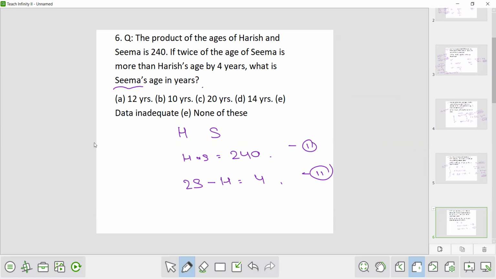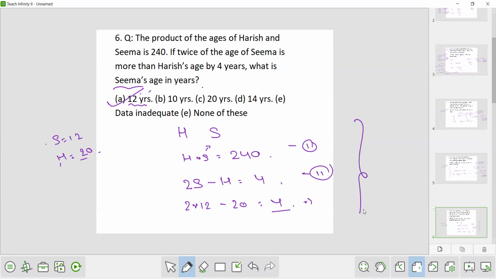Again, you can do it by using the option method. Pick this option, 12. So if Seema is 12, if S is 12, so H will be 240 divided by 12, that is 20. Now put this H and S in this equation. 2S means 2 into 12, that is 24, minus 20, that is 4. Yes, this satisfies this equation. Means your answer is 12 years. So A is the correct answer.